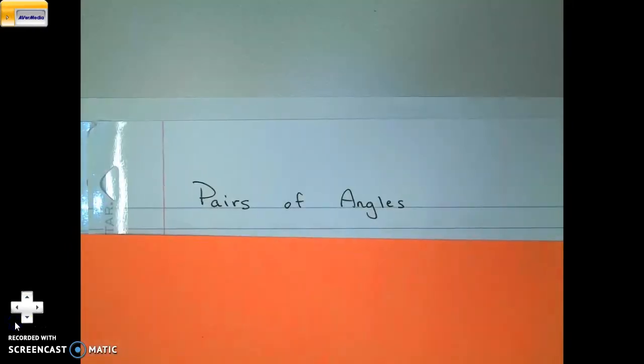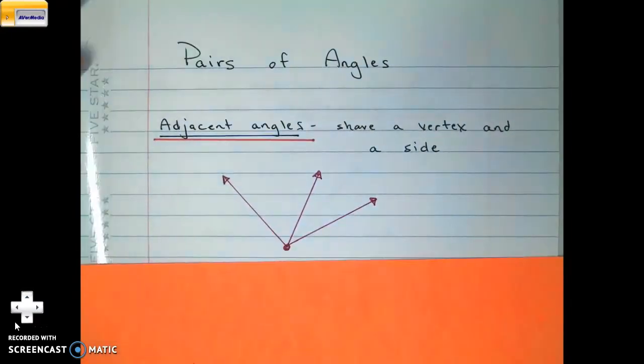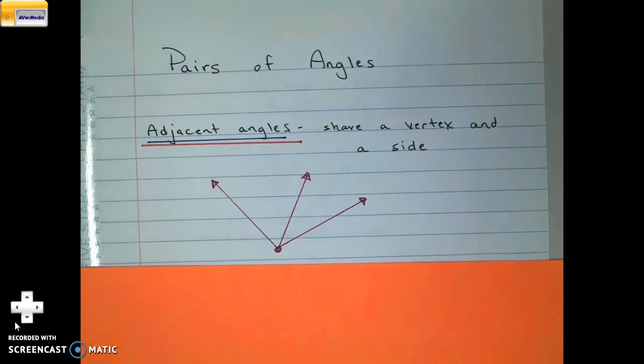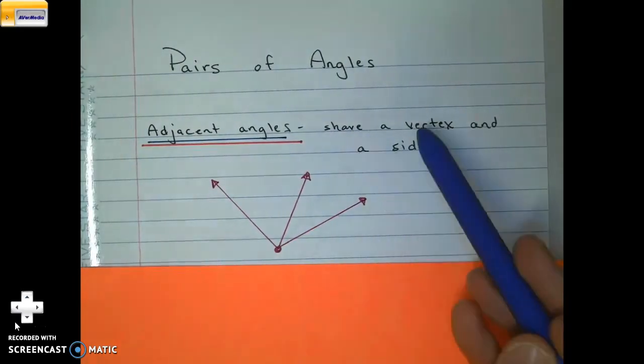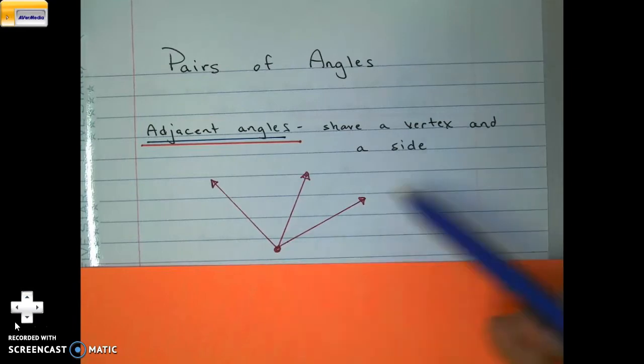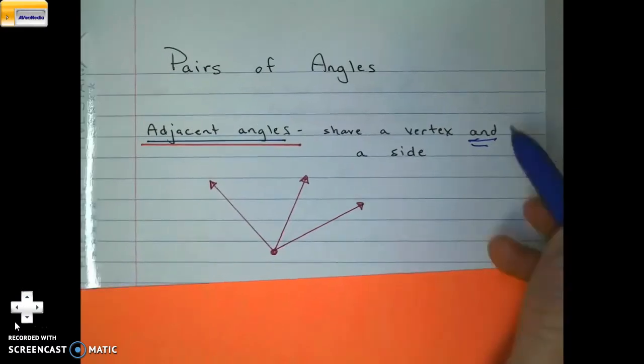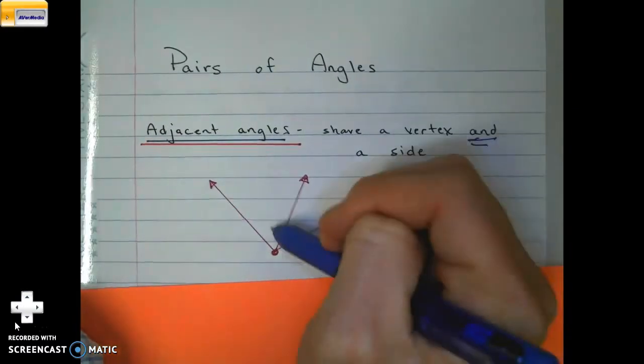Next, we will have pairs of angles. Remember, pause the video if you need to, because you have notes to take, and I have already written this down. Pairs of angles relate more to angle relationships. The first set of angles we're going to talk about are adjacent angles. Adjacent angles share a vertex right here and a side.